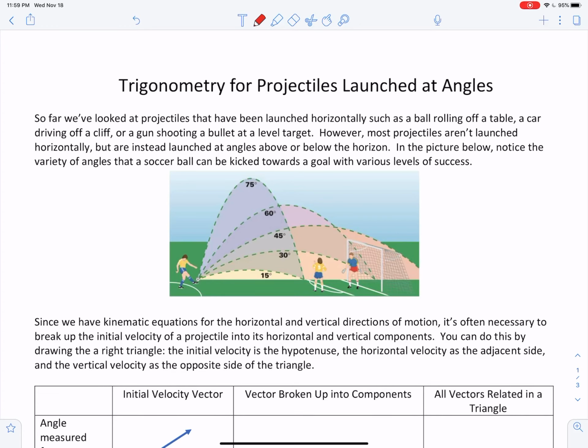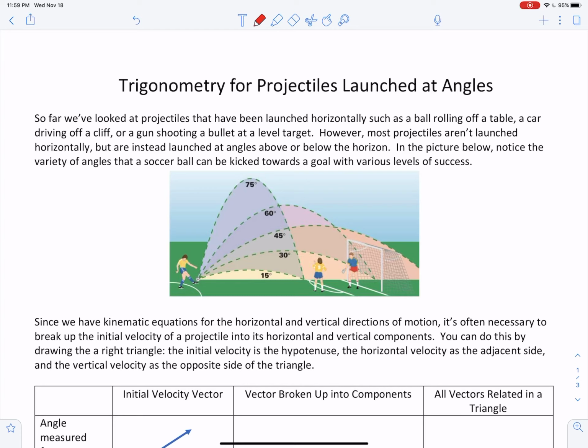In this video, we're going to talk about what happens when you've got a projectile that's being launched at an angle. How can you use trigonometry to figure out that angle and figure out the components of the velocity? Let's take a look here.